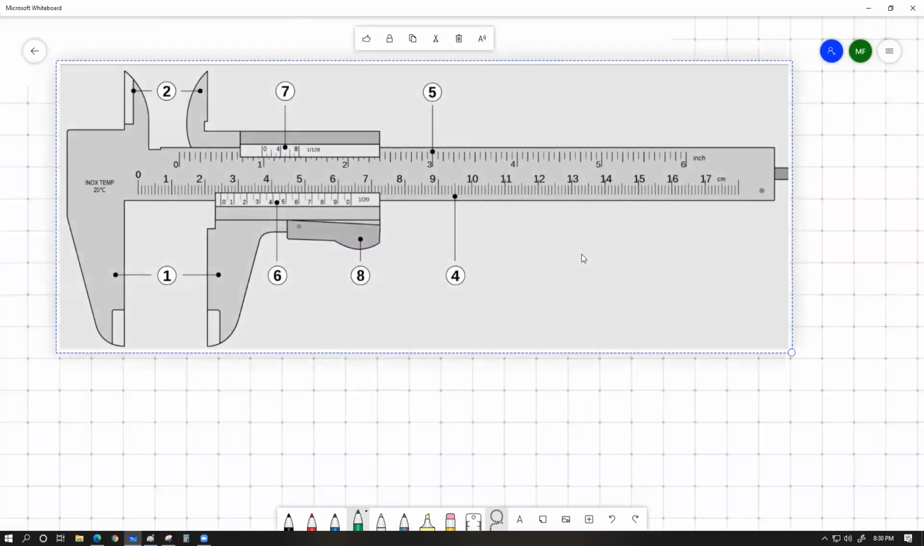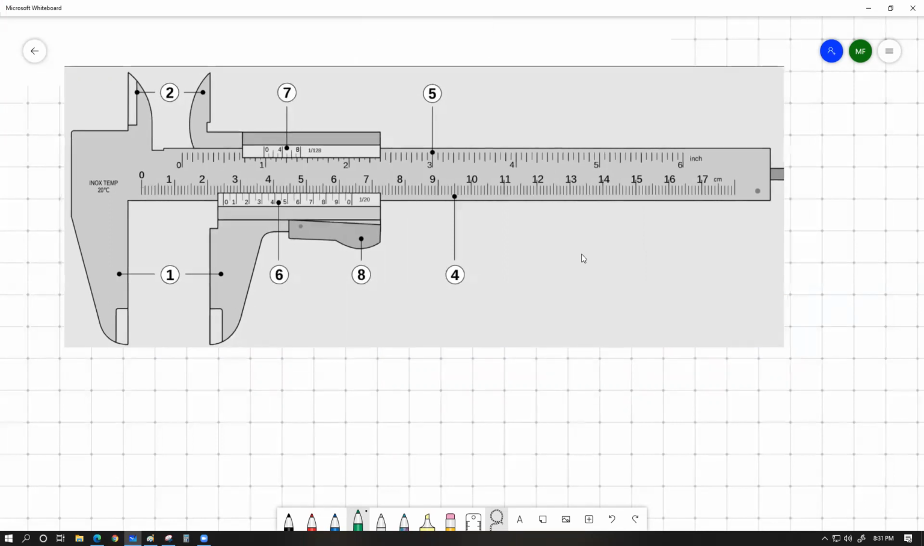The way a Vernier caliper works is that this is what we call the fixed jaw, and this is what we call the movable jaw. This thing can clamp objects within itself. For hollow objects, we can place these two jaws on the inside of the object. For example, if you want to measure the inside diameter of a pipe or a hollow cylinder, we can use the upper jaws. These are called inside jaws. These are called outside jaws.